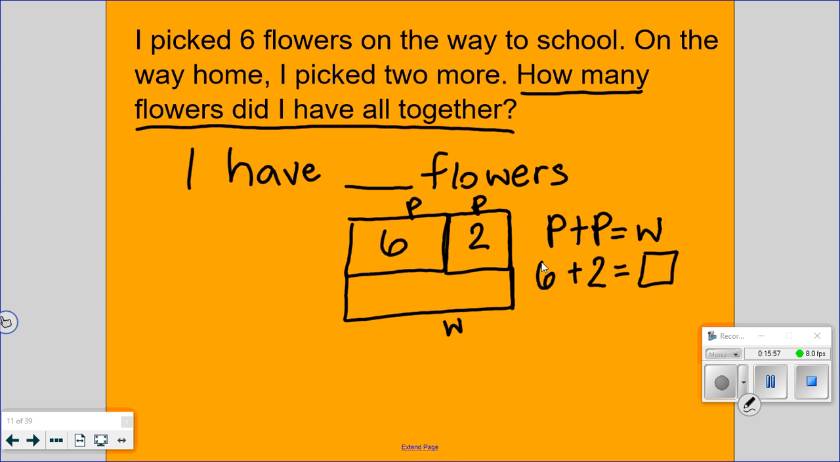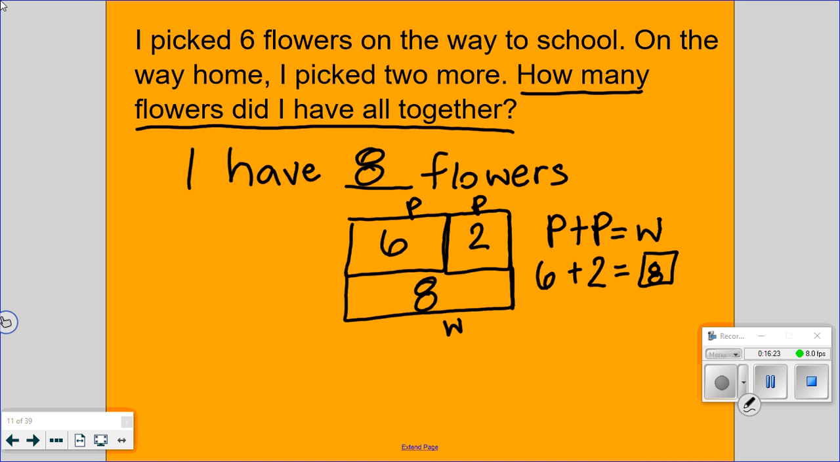The box is my spot saver, but now I'm ready to solve. Solve that problem for us. 8. This bar is worth 8. This box is worth 8. So it does not look like you were writing it. I already told you that. How many flowers? 8.